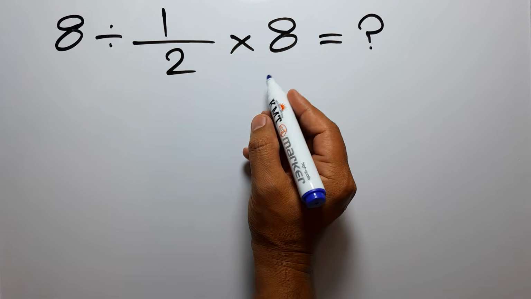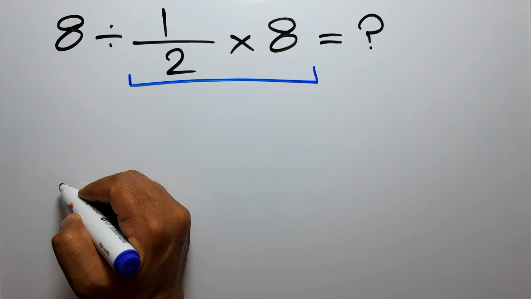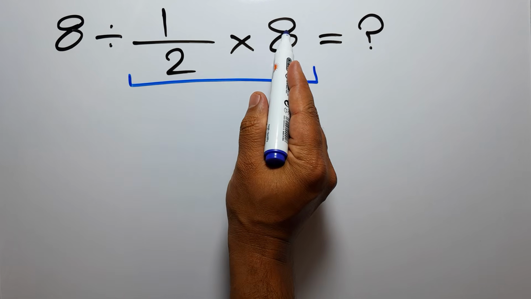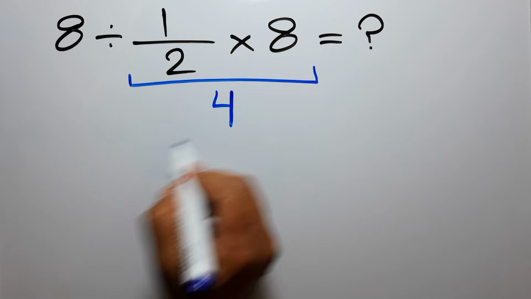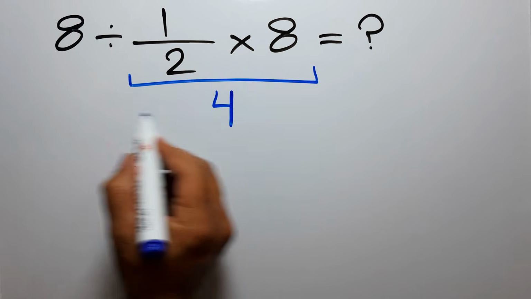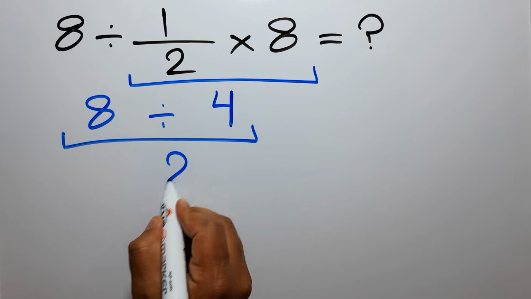First, we do this multiplication. 1 over 2 times 8 is the same as 8 divided by 2, which equals 4. So we have 8 divided by 4, which equals 2.